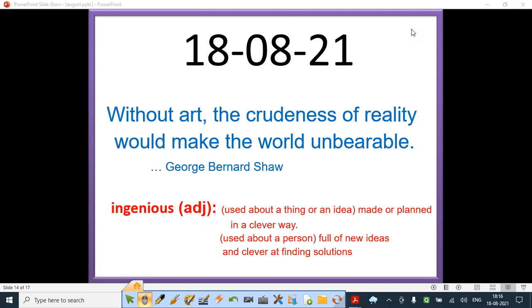Today's word is ingenious. If used about a thing or an idea, then it means made or planned in a clever way. Used about a person, then full of new ideas and clever at finding solutions.